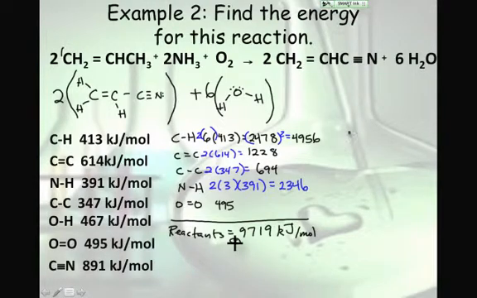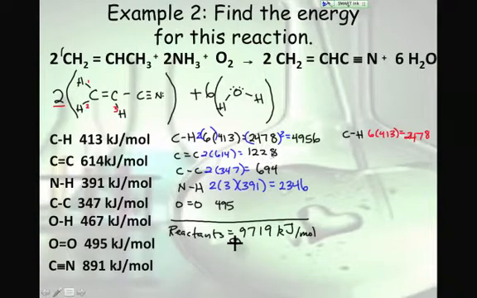Now let's add up all the energy in the products. So for the carbon to hydrogen bond, how many of those exist? 1, 2, 3, and we're going to double it. So that's 6 times 413 kilojoules per mole. And that total is 2,478 kilojoules per mole from the bond between carbon and hydrogen.